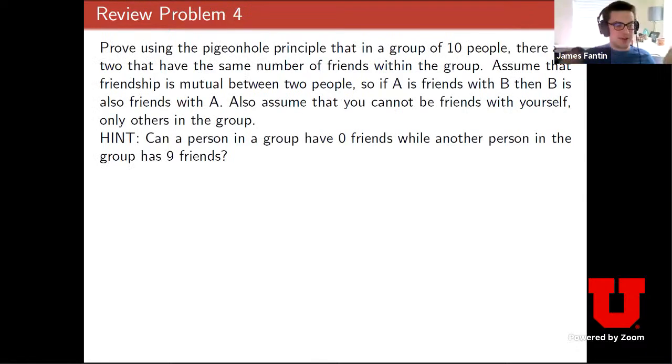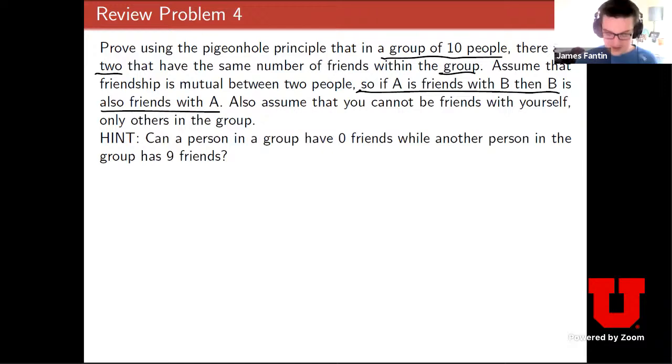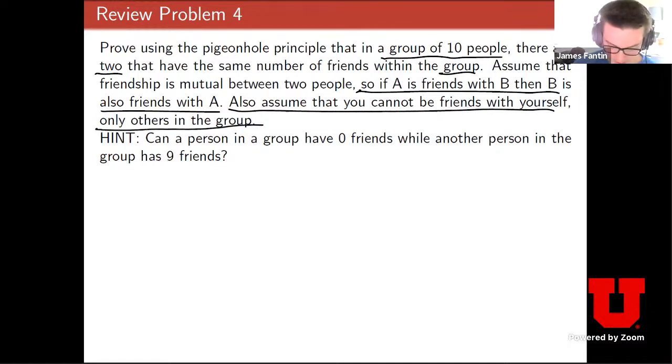Okay, so here's a pigeonhole problem. We're going to prove using the pigeonhole principle that in a group of 10 people, there are 2 that must have the same number of friends among people in the group. And how are we defining friendship? Well, we're assuming that friendship is mutual. It may not be the case in real life, but here, if person A is friends with B, then B is also friends with A. And we're also assuming that you don't count friendship with yourself. You can't be friends with yourself, so only others in the group.